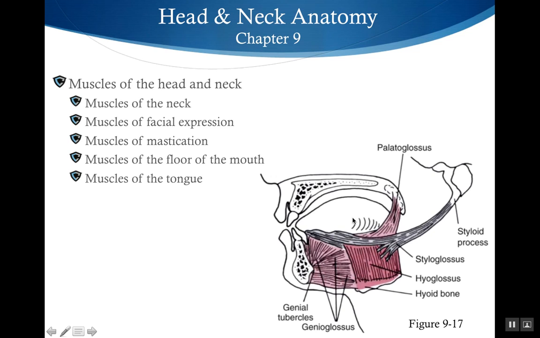here's the tongue right there. Those intrinsic muscles are what shape the tongue during speaking, chewing, and also during swallowing. And the extrinsic muscles allow the tongue to protrude or stick out. So it allows you to stick your tongue out at somebody and retract. Those allow the tongue to elevate or depress within the mouth. And this figure, 917, shows those extrinsic muscles of the tongue.